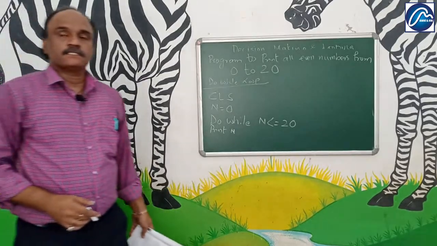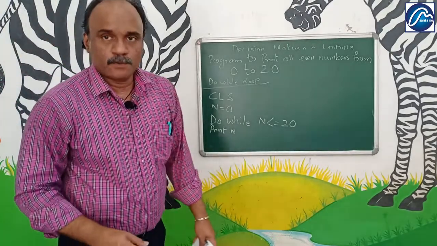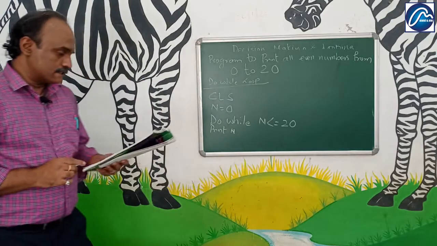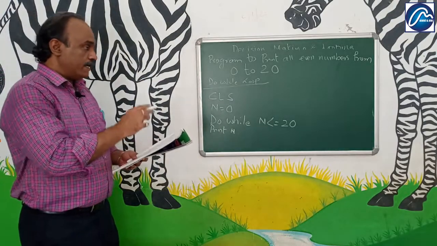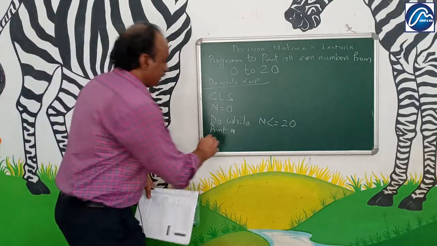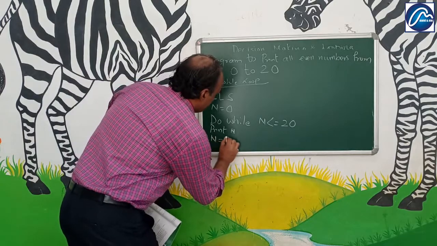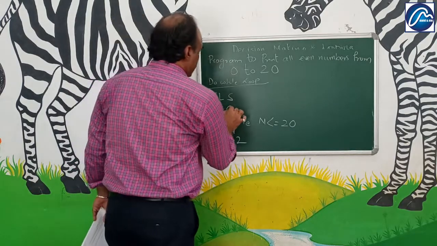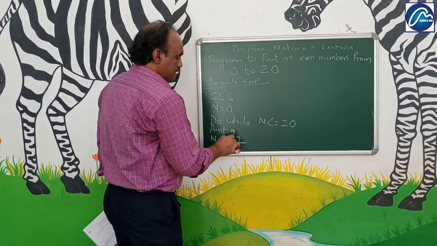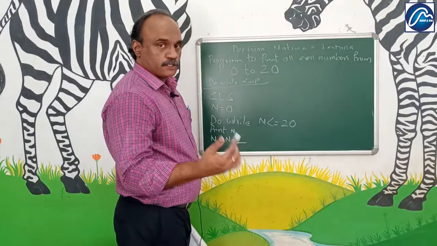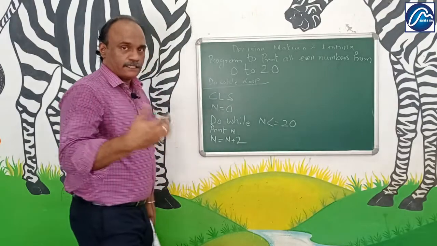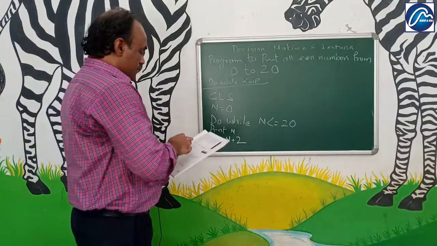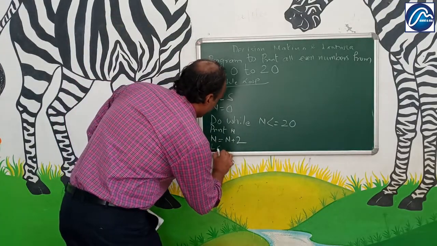What are even numbers? Even numbers are numbers which are divisible by 2. So when I want even numbers, I want again n to be equal to n plus 2. Here n is having the value 0, so the next number will be plus 2. 0 plus 2 will be 2. Like that it goes. And then it is the loop.